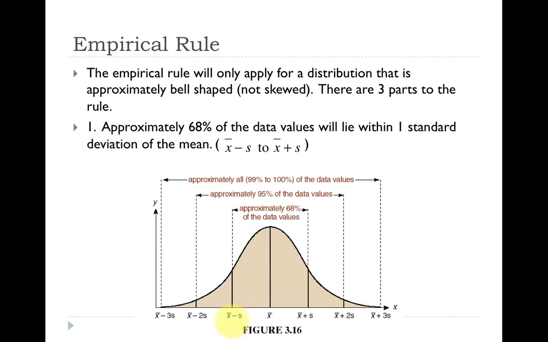Now again, this only applies to bell-shaped distributions, so you have to be told ahead of time that the data set you are working with is approximately bell-shaped. So if we shade in that area, that 68% of area represents 68% of all the data values in the distribution.